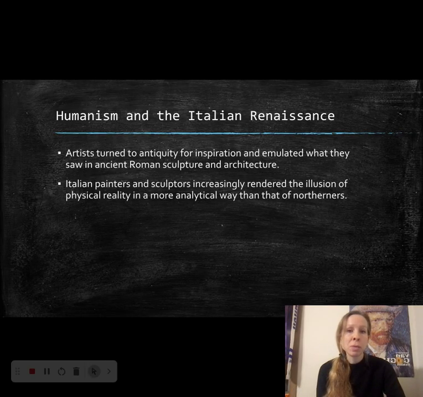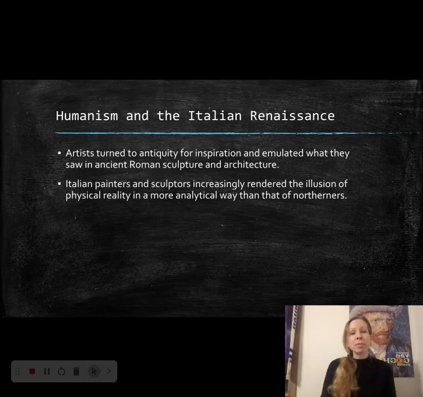And there was a revival of mathematics, arts, the sciences. Artists turned to antiquity for inspiration and emulated what they saw in ancient Roman sculpture and architecture. A lot of it was mimetic, analytical copying of the human form, for example, and really trying to copy what they were seeing in real life. Italian painters and sculptors increasingly rendered the illusion of physical reality in a more analytical way than that of the Northerners.